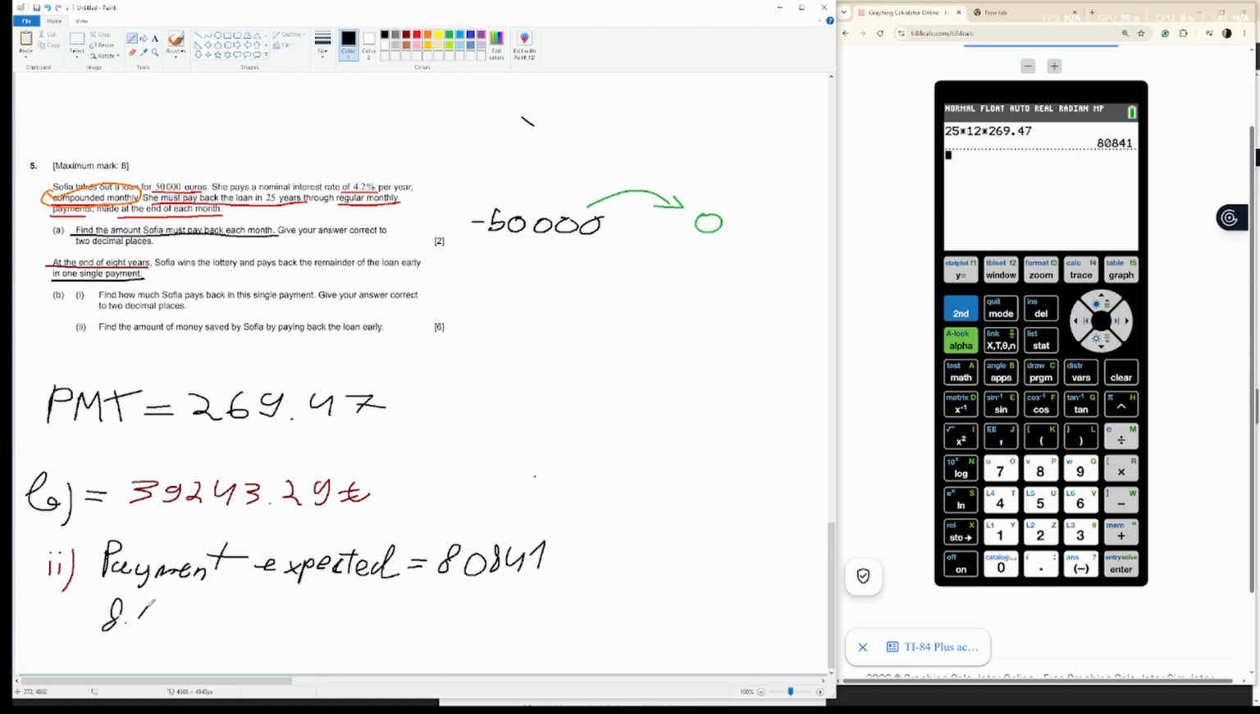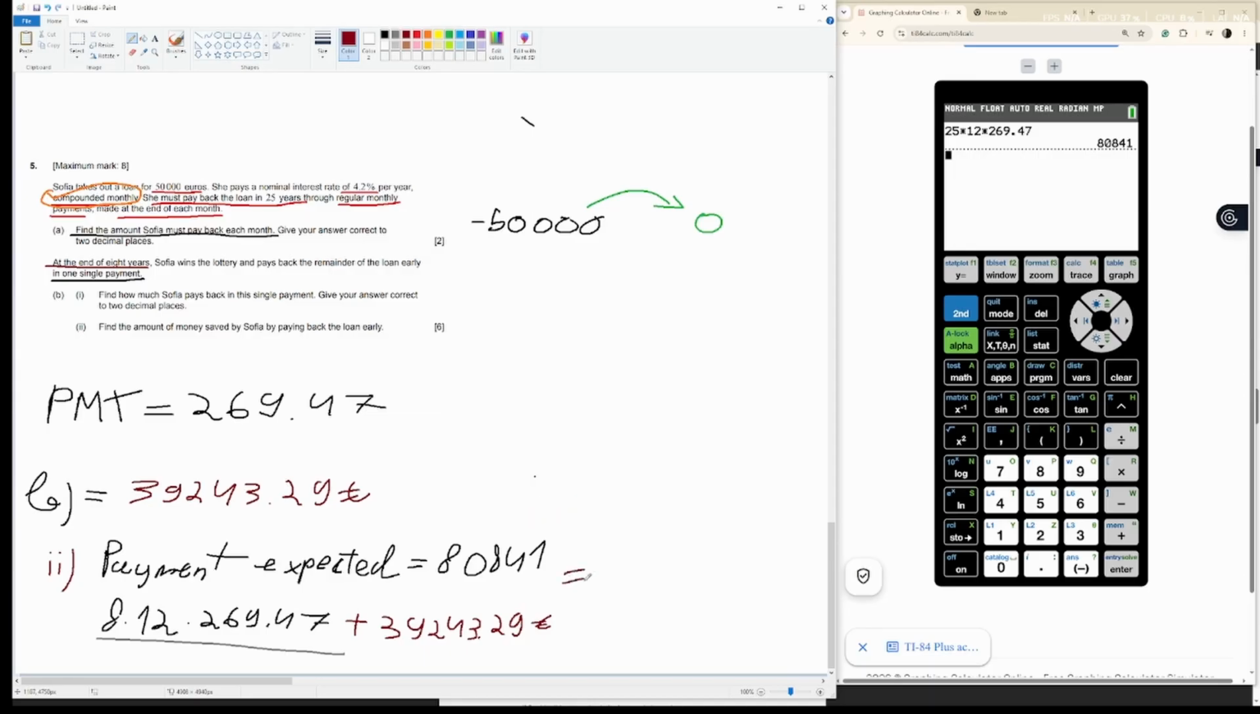However, the payment that she actually made was 8 times 12 times 269.47, because it still said that she paid for 8 years, and then at the 8th year she won the lottery and paid the rest, which was 39,242 euros and 29 cents.